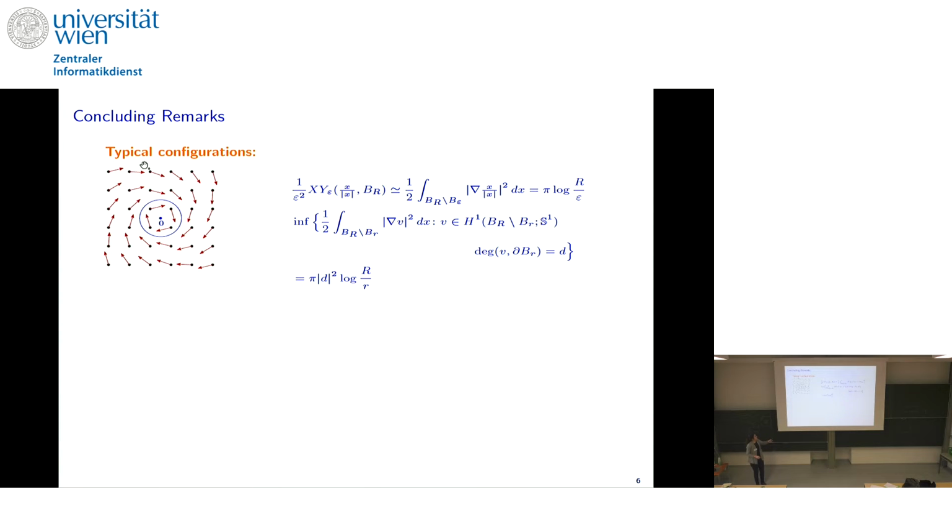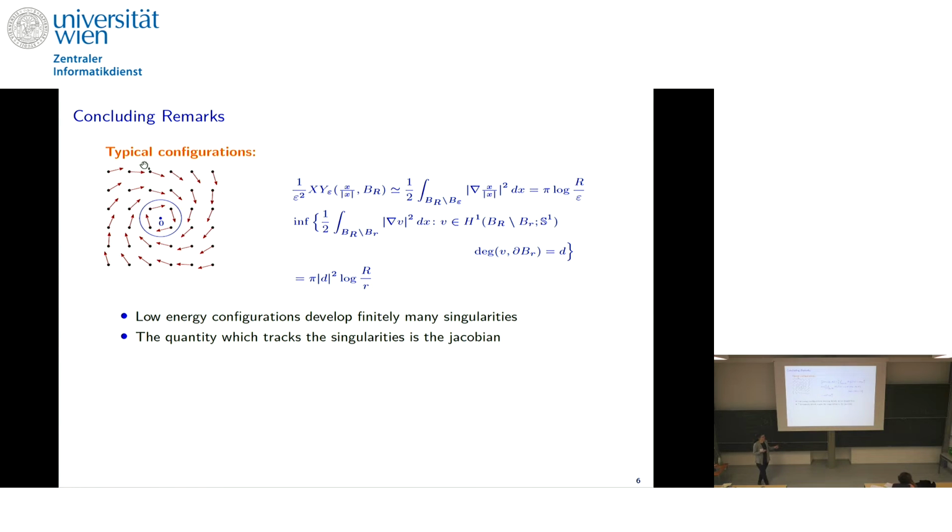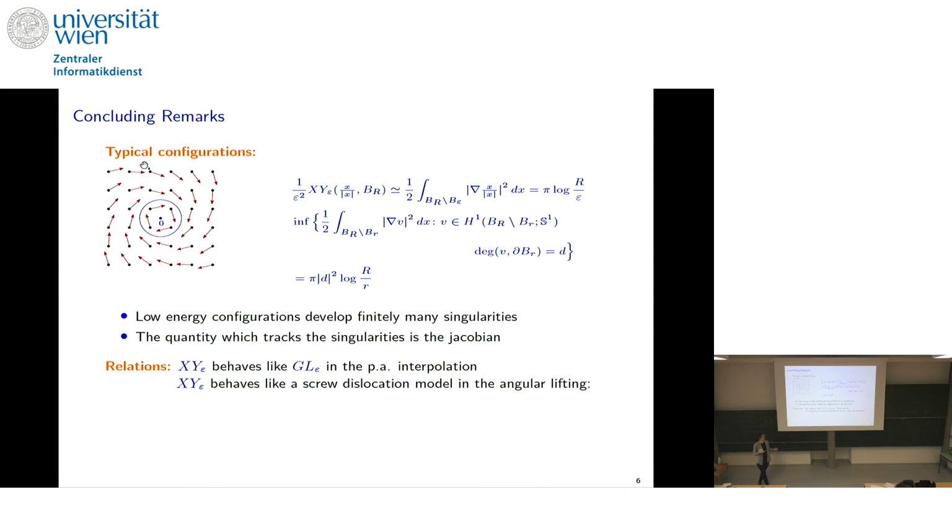Okay. And let me just give you some concluding remarks on this XY model energy. So low energy configurations in this logarithmic rescaling regime develop finitely many limiting singularities. And this is what is typically referred to as topological singularities. And the quantity with which you can keep track of the singularities is the Jacobian of the piecewise affine interpolation. And we have also seen that the XY model energy behaves like the Ginzburg-Landau energy in the piecewise affine interpolation.